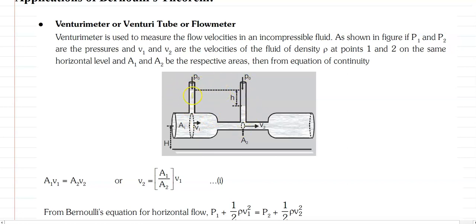Then the vertical tubes show the pressures at the points. The pressure at this point is shown by the vertical tube, which means h rho g. If h1 is the height of water in this tube and h2 is the height in the other, then h will be h1 minus h2. Also, if the velocity of the fluid at this point is v1 and at this point is v2, then A1 v1 equals A2 v2, or v2 equals A1 by A2 into v1.